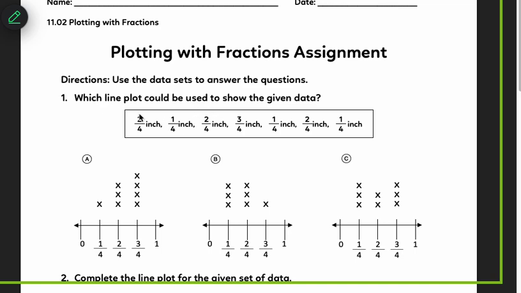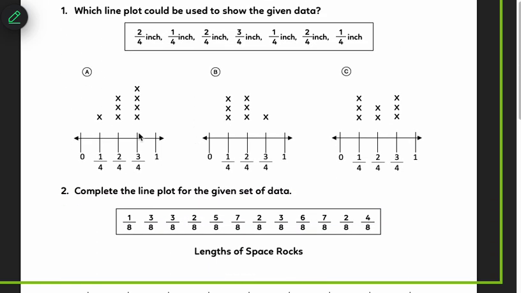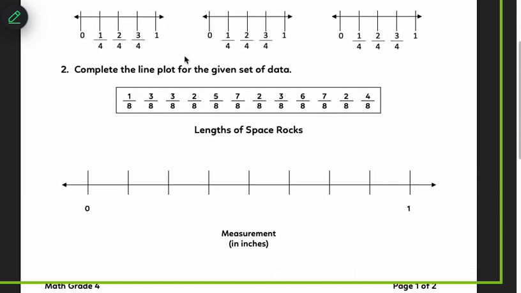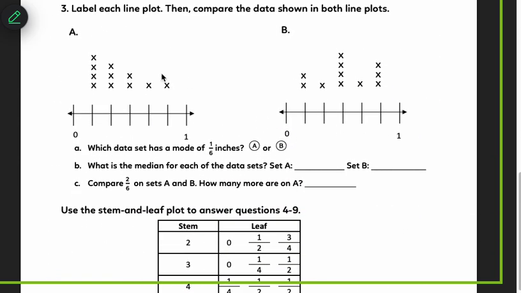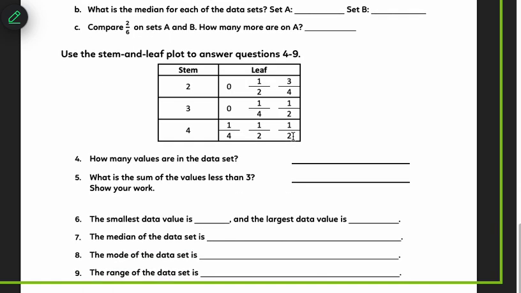You're going to pick which of my data sets goes with my numbers in the box. Okay? Down here on number 2, you're going to take the numbers in the data set and then create a line plot for them. Same thing on 3. On this one and this one, you're going to label each line plot. So you're going to complete the labels on the number line for both of them. Then you can answer some questions over those data sets.